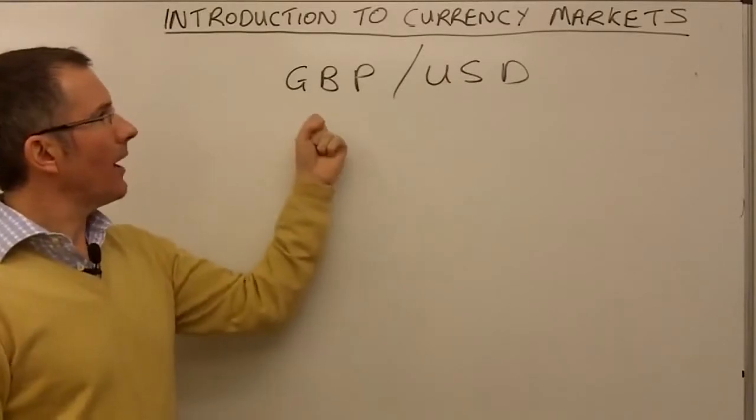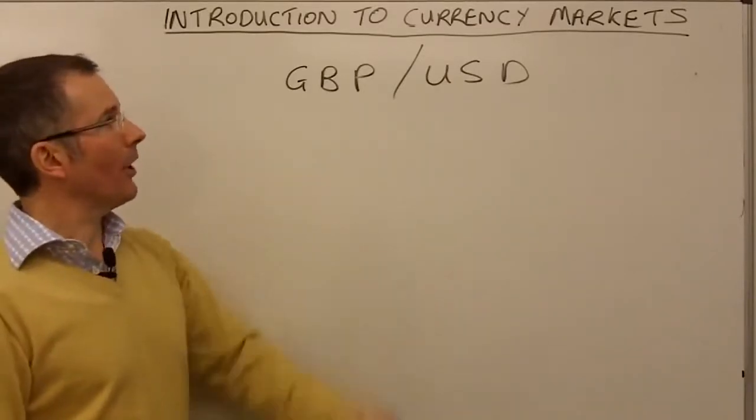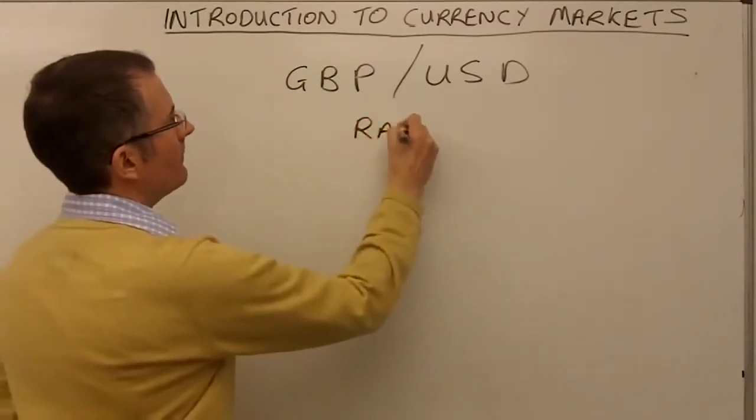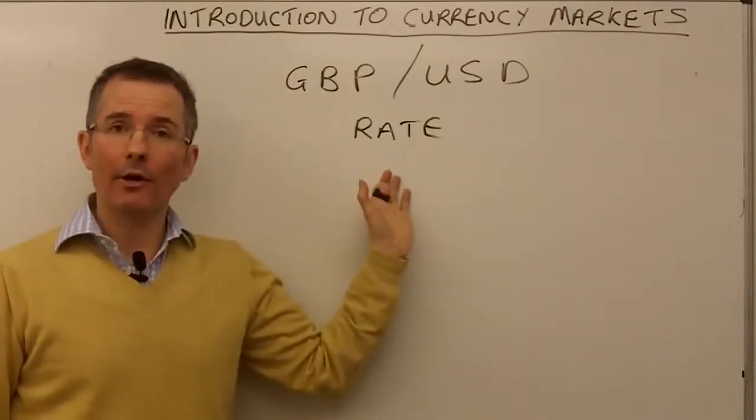Now, the currency on the left is the one there is one of. So what I mean by that is a typical rate will come with two prices, just like when you buy your holiday money.